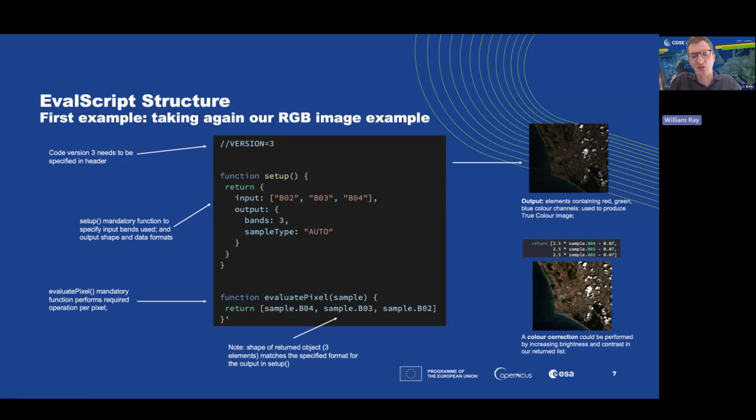We can also start to color correct within eval scripts. So maybe you noticed in the image on the top right, it's a little bit dark. To counter this, you can just multiply your outputs by 2.5 here, and even increase the contrast. So we've got 2.5 times the band minus 0.07. And you can see now we have a much brighter image, and actually a little bit more contrast as well, which makes it look far easier to look at, and obviously a little bit more attractive as well.